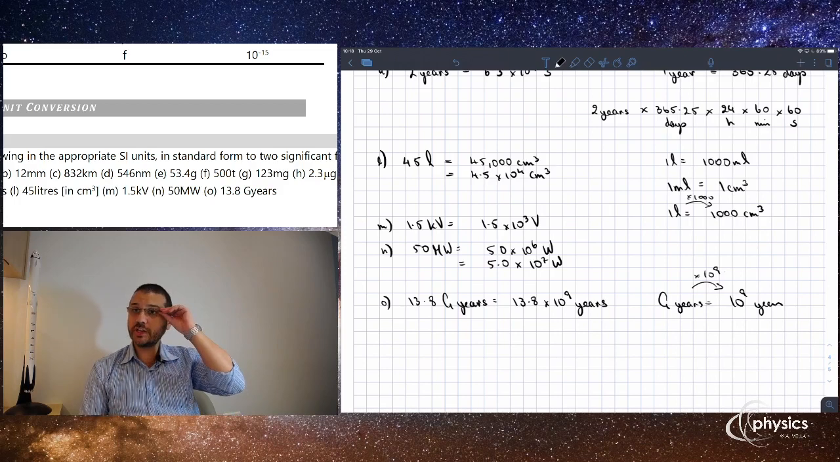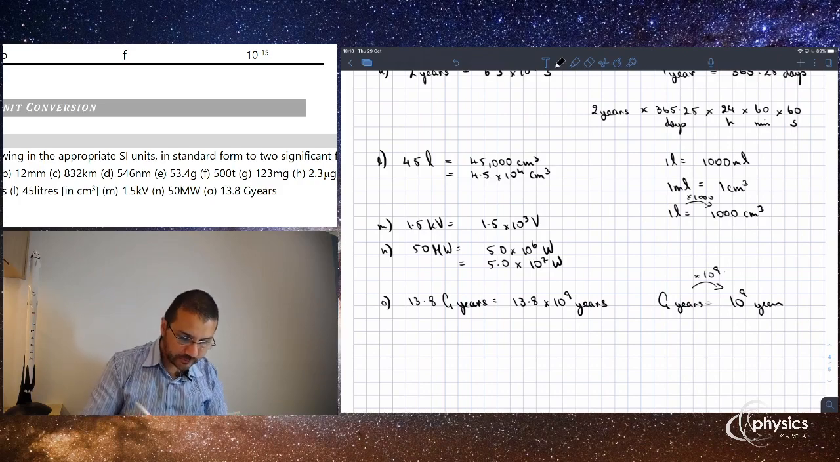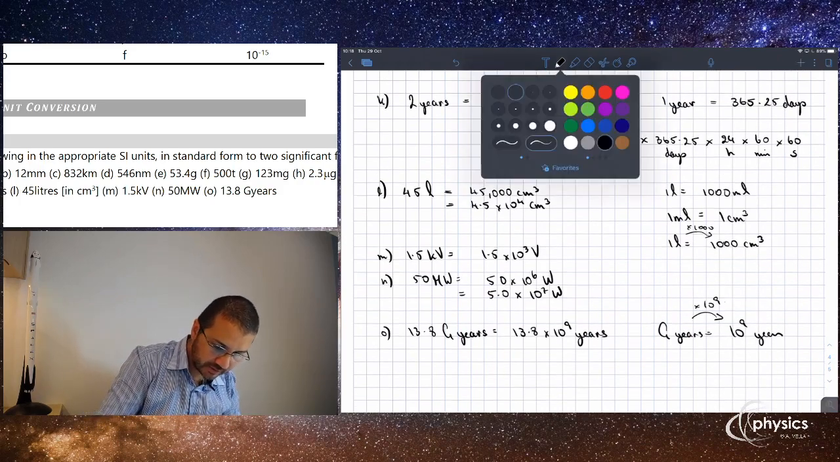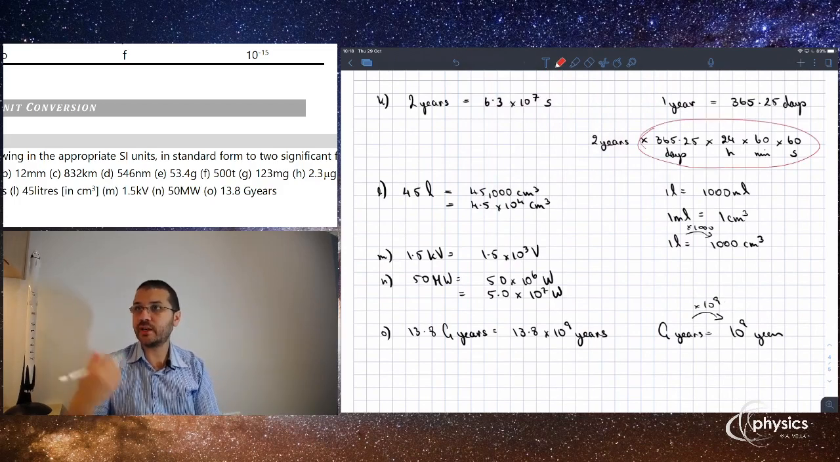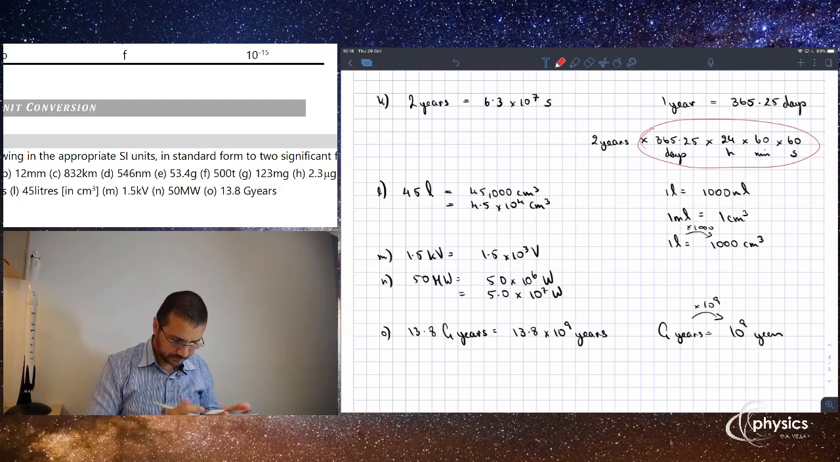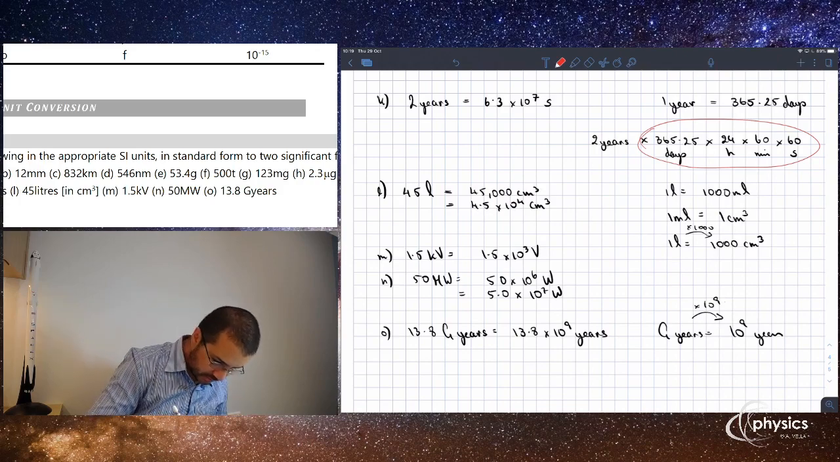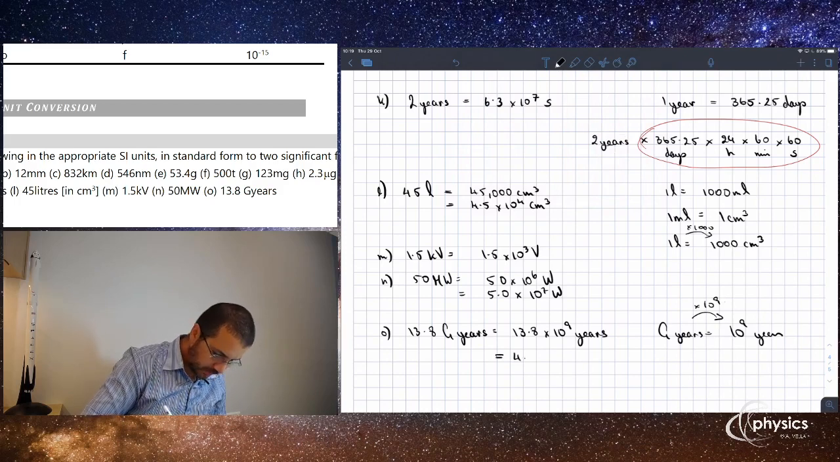Now, if you want to change this into seconds, because seconds is the SI unit, then we have to do exactly this same method that we did here. Alright? So times 365.25 times 24 times 60 times 60. If you work it out, 13.8 times 10 to the 9 times 365.25 times 24 times 60 times 60, the answer should be 4.4 times 10 to the 17 seconds.